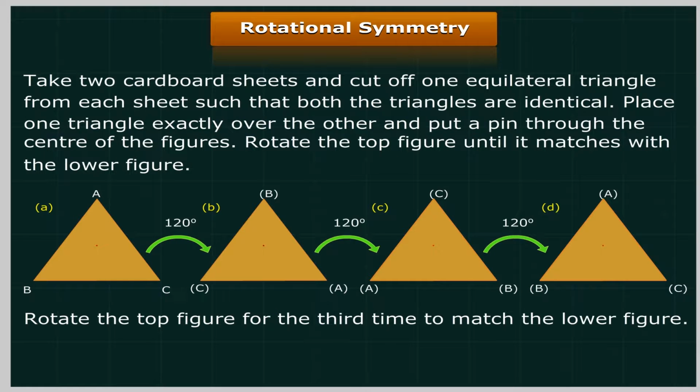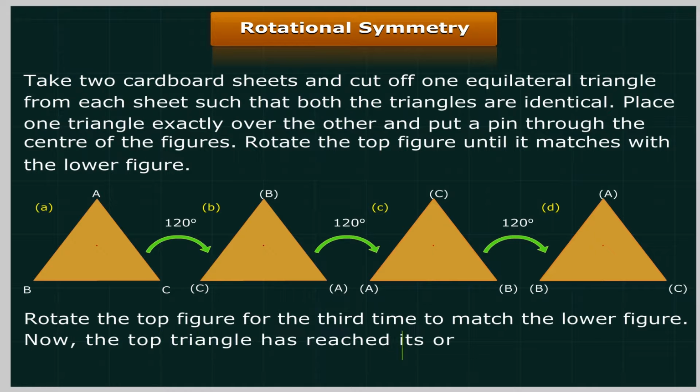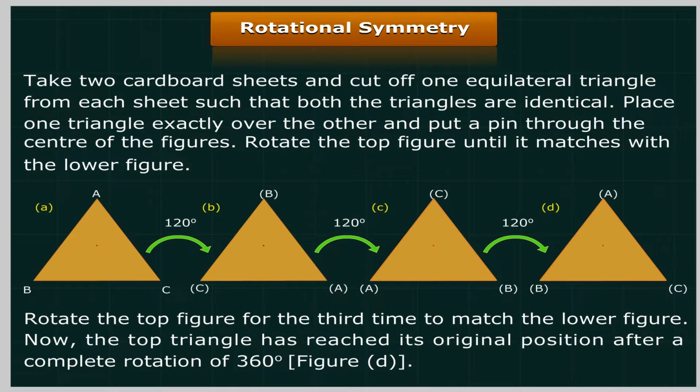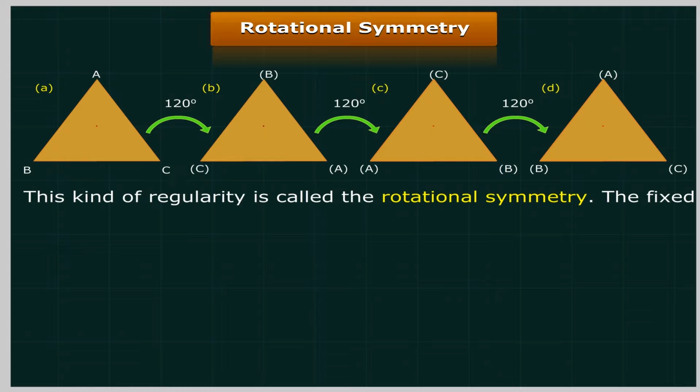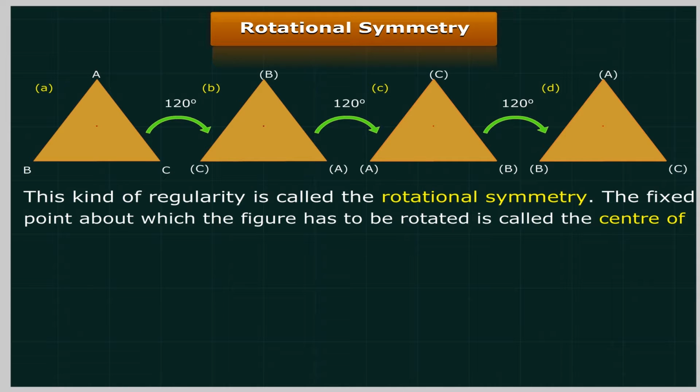Rotate the top figure for the 3rd time to match the lower figure. Now, the top triangle has reached its original position after a complete rotation of 360 degrees. Figure D. This kind of regularity is called rotational symmetry. The fixed point about which the figure has to be rotated is called the center of rotation.